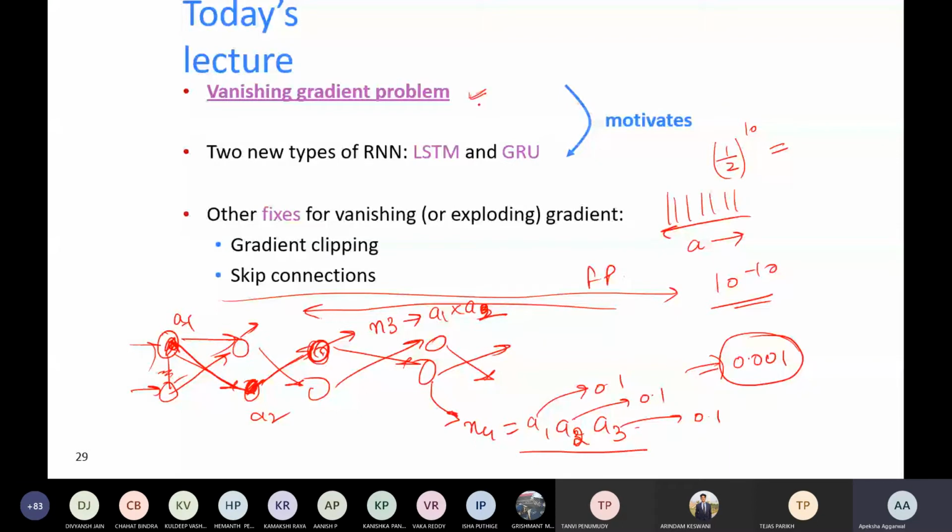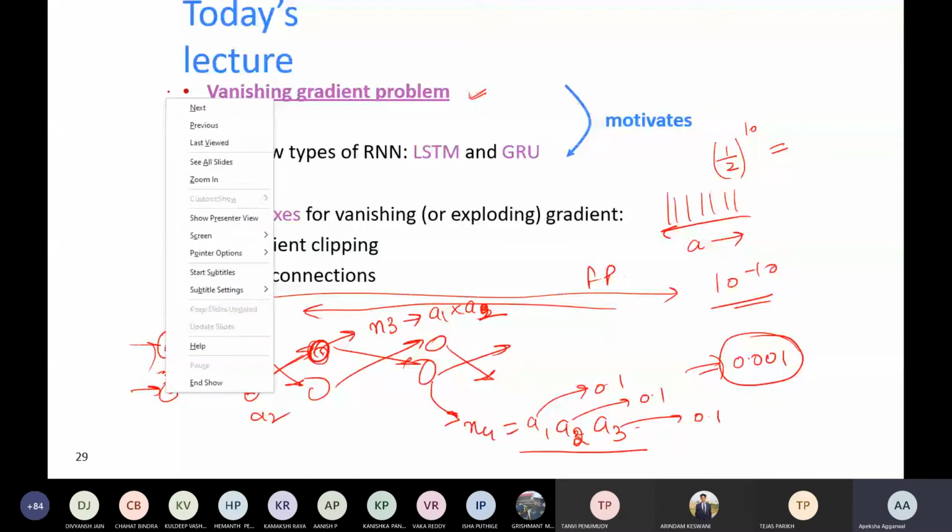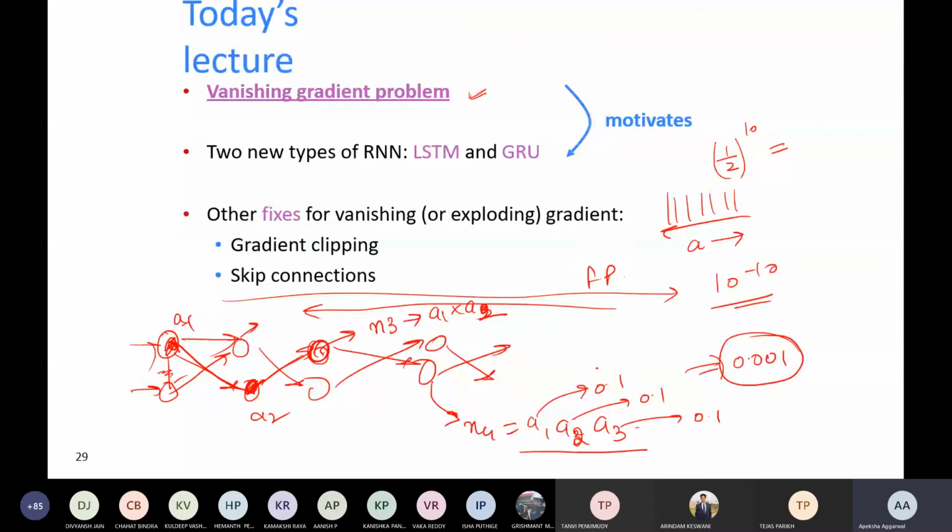Okay, similarly we have the exploding gradient problem, where suppose this value was 1.1, and if you multiply it with 1.1, you will get something larger, so it would be 1.21, right? Okay, and then you multiply it with some value, you multiply it with some value, you multiply, and so on.